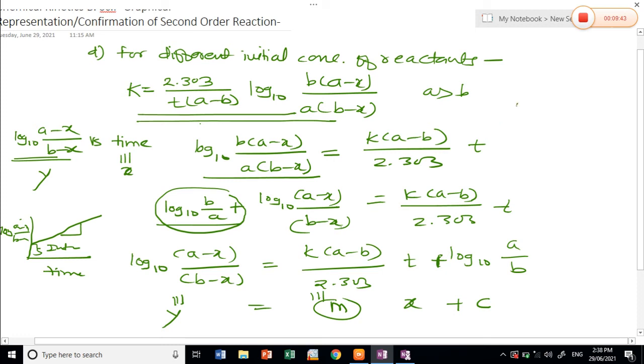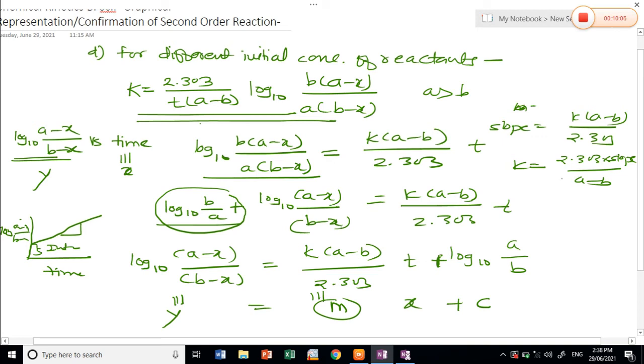So m is equal to, that is slope is equal to k into a minus b divided by 2.303. So k is 2.303 into slope divided by a minus b.